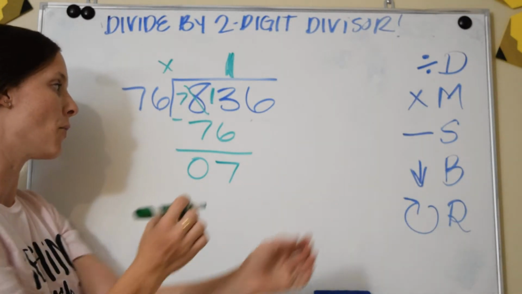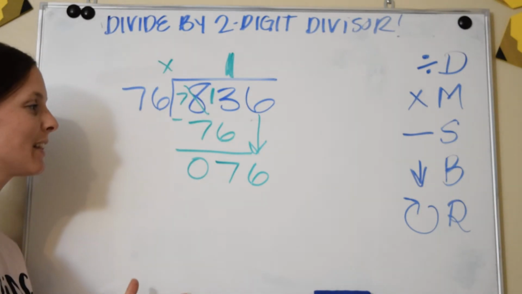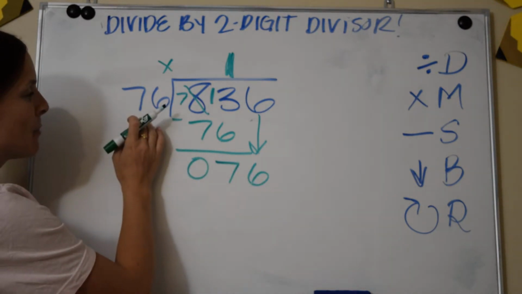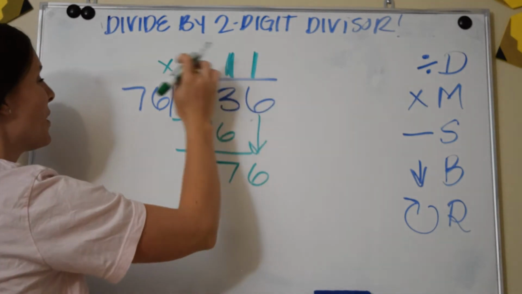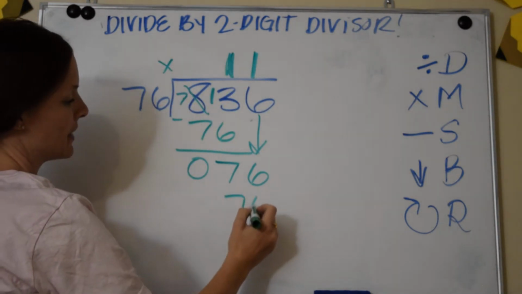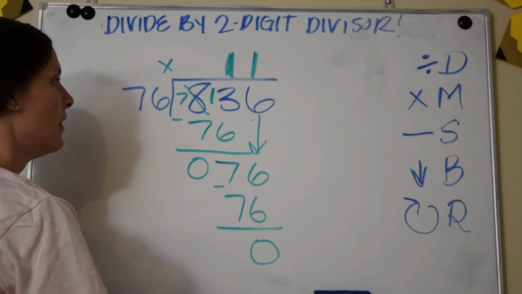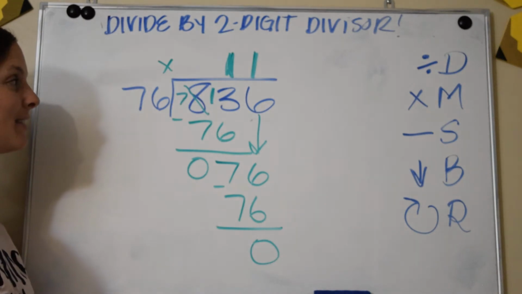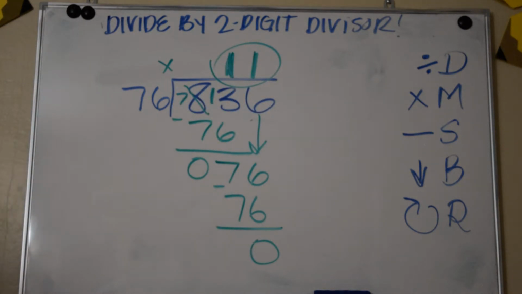Now bring down. Bring down one digit at a time, and it happens to be a 6. Ooh, look at that. What's 76 divided by 76? It's 1. Because 1 times 76 is 76. And 76 minus 76 is 0. And so now we're all done. Our answer is 11. Let's go ahead and do another example.